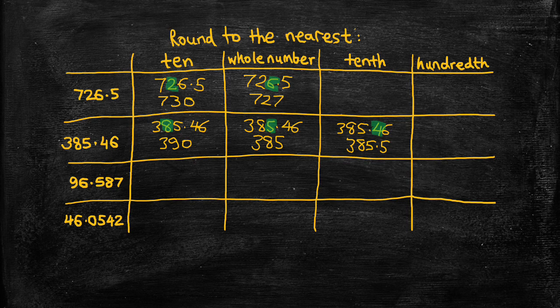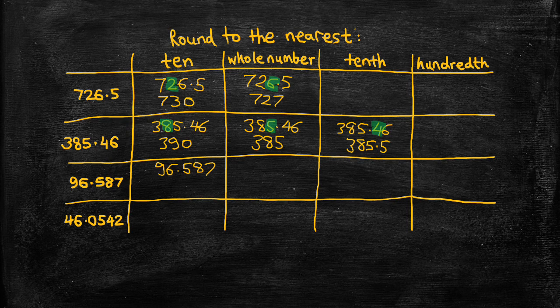Okay, and this number is already reported to the nearest hundredth, and so the next one that we're going to be able to do is 96.587, and we're going to first round that to the nearest 10.